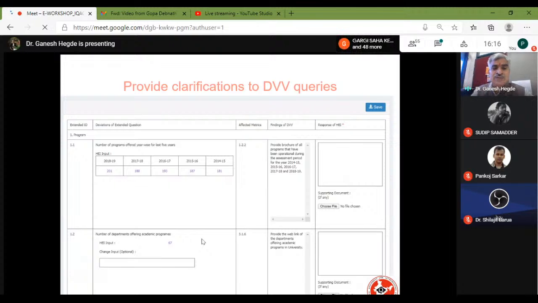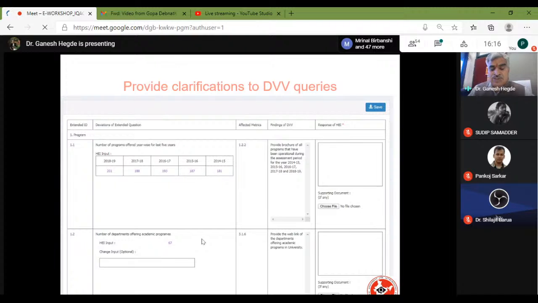Number of programs offered year-wise during the last 5 years. For example, 18-19, 17-18, 16-17, 15-16 and 14-15. So total number of programs is 201, 188, 193, 187 and 181. So totally it says that there are so many programs. What the DVV is asking is, kindly provide the brochure of all the programs that have been operational during the assessment period. That means 2014-15 to 2018-19, you have to give the brochure.